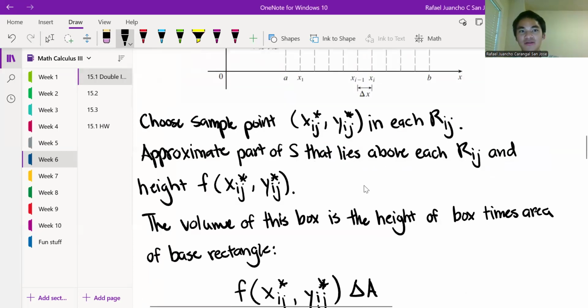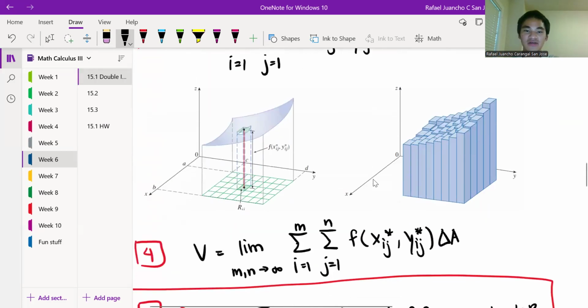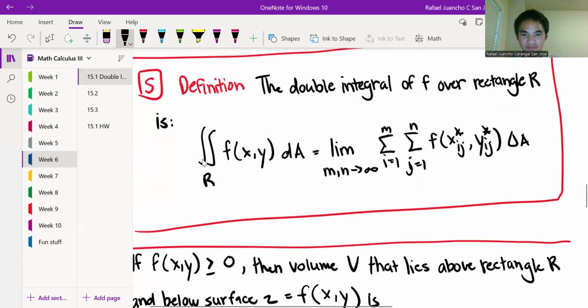And since we know that the limit of Riemann sums is an integral, if we take the limit of a double Riemann sum, then that's basically a double integral, right? And this will give us the exact area, or not area in this case, volume, the exact volume of whatever surface we try to get its volume of.